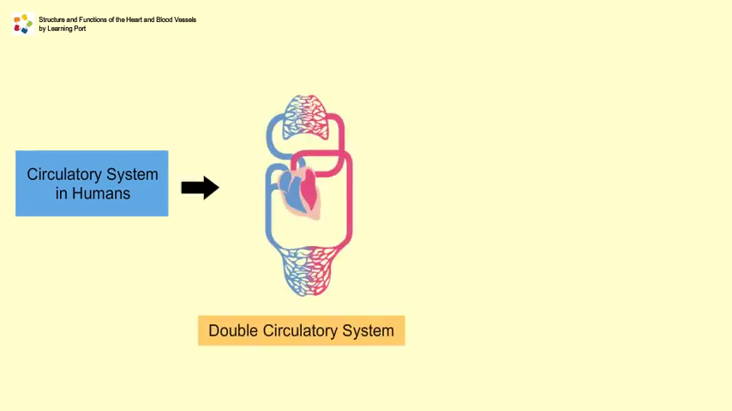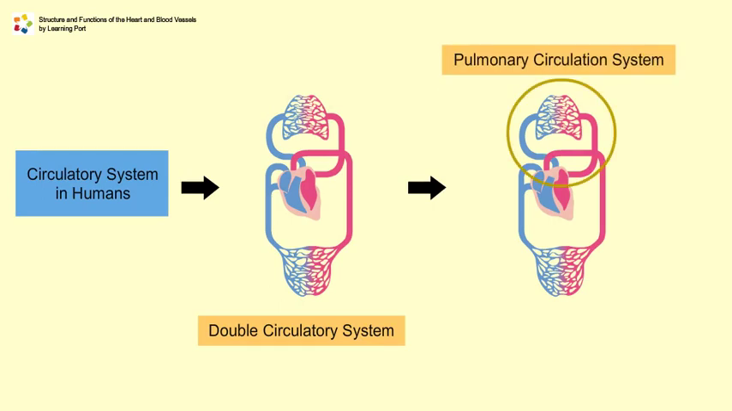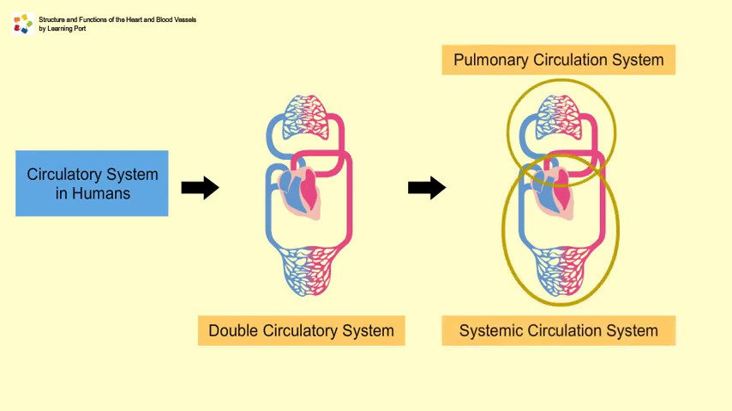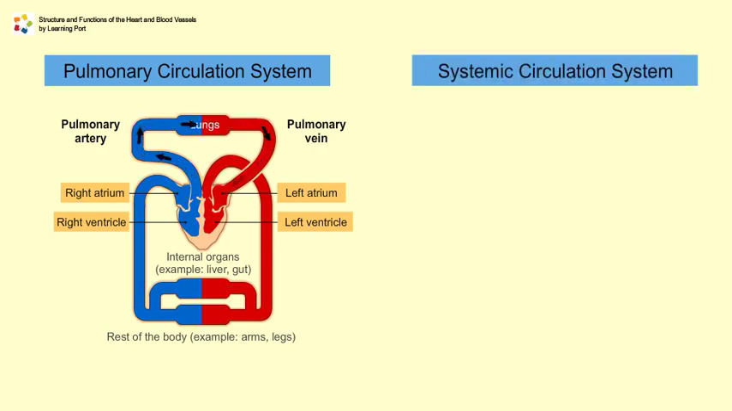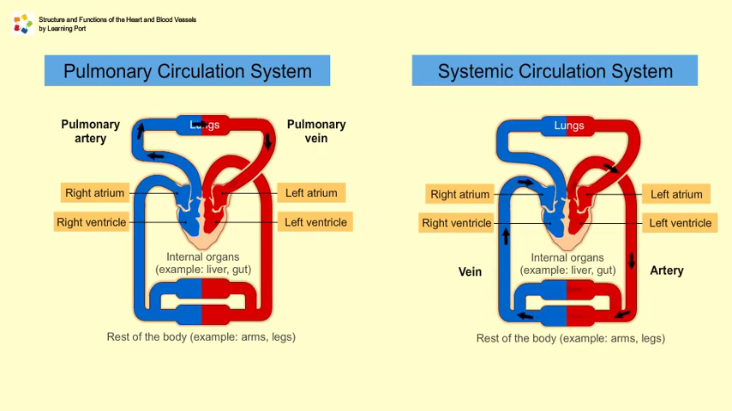The circulatory system in humans is known as a double circulatory system, consisting of the pulmonary and systemic circulation systems. The pulmonary circulatory system is the pathway of blood from the heart to the lungs and back to the heart. The systemic circulatory system is the pathway of blood from the heart to all parts of the body and back to the heart.